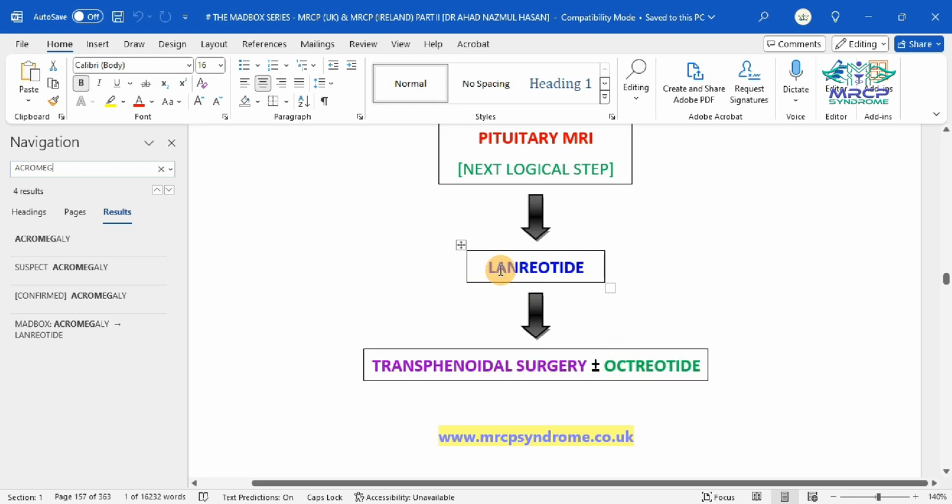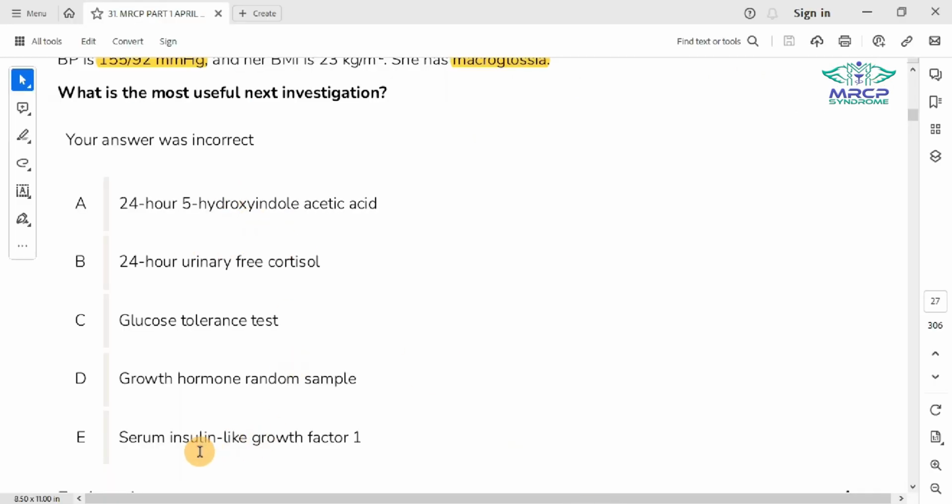So don't get confused. Lanreotide is the first-line choice of treatment. Octreotide is the adjunctive treatment. Transsphenoidal surgery is the definitive or specific treatment. So we'll be going for serum IGF-1 as the most useful next investigation. And for confirmation, we'll go for the OGTT with growth hormone measurement, also known as the growth hormone suppression test.